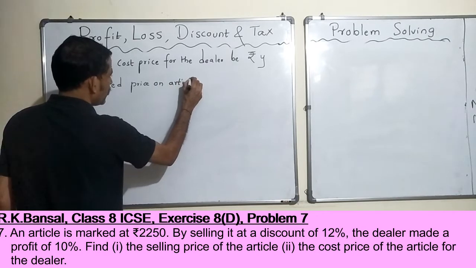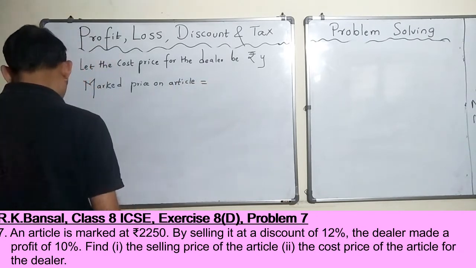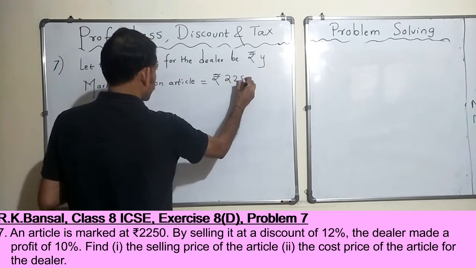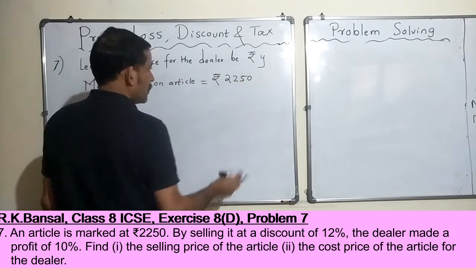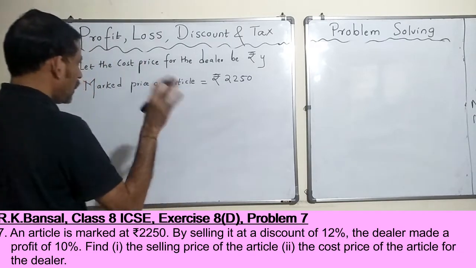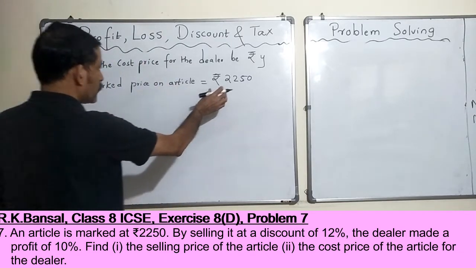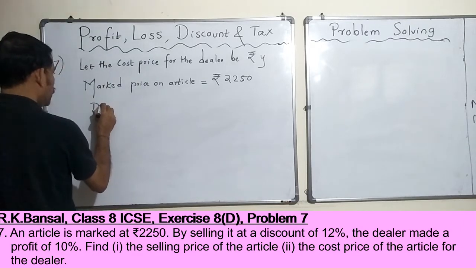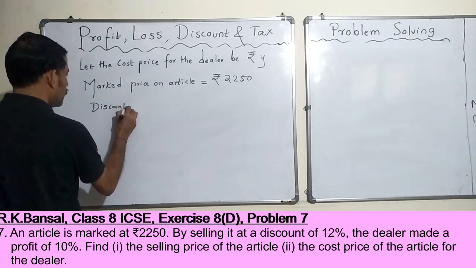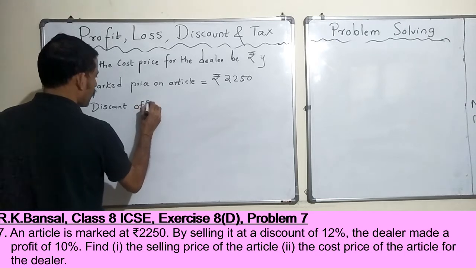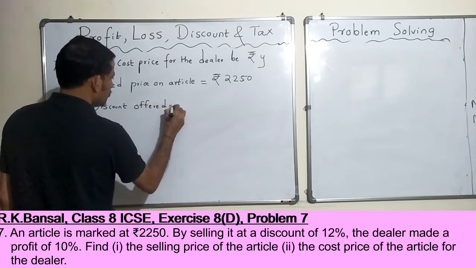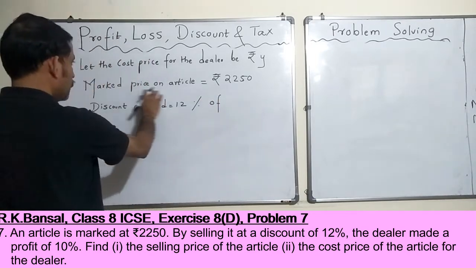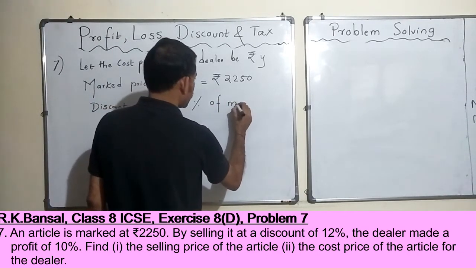So this is a problem wherein you encounter discount. Remember we talked about discount yesterday. So he had written that he would sell it for 2250. There was a label on the article saying 2250 with a discount as well. So discount offered is 12% of this marked price. Okay, of marked price.